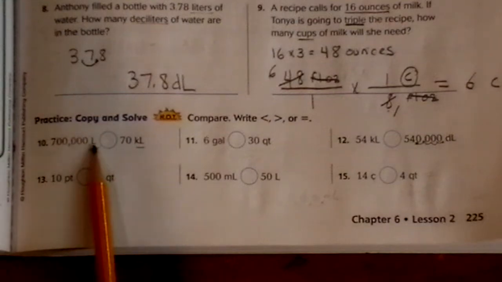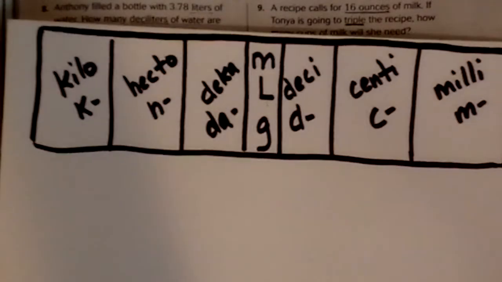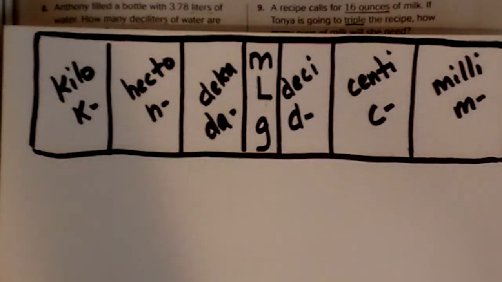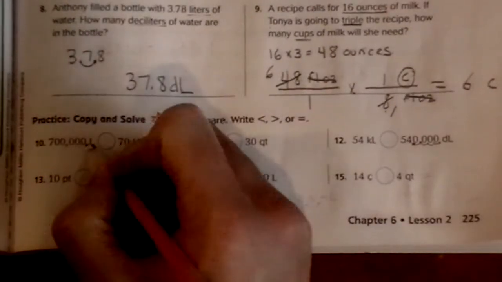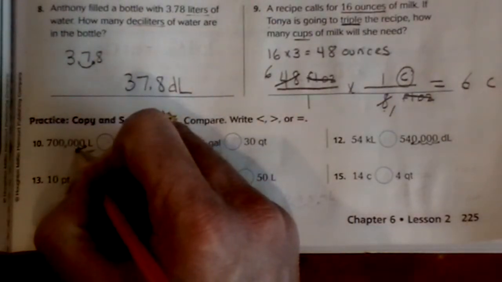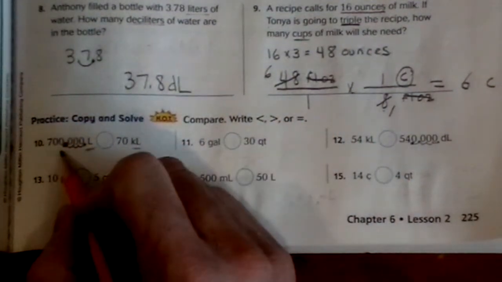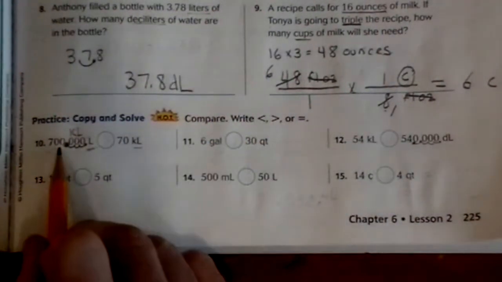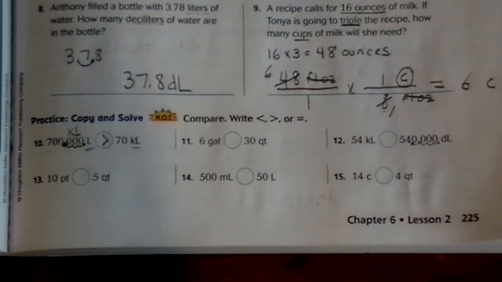I'm going to convert liters to kiloliters in this problem. So let's take a look at my chart. I need to go from liters to kiloliters. So I know I need to move left 1, 2, 3 places. So let's do that. Here's my 700,000. Here's my decimal point. I'm going to move 3 places to the left. 1, 2, 3. And now I have 700 kiloliters. Well, 700 kiloliters is greater than 70 kiloliters.